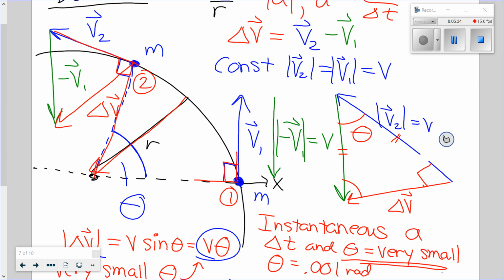I'll post the video. We got minutes I can add to the video, so let's do an easy example. Okay, any questions? Anybody still need this? You just accept, just, you know, be humble and accept v squared over r.